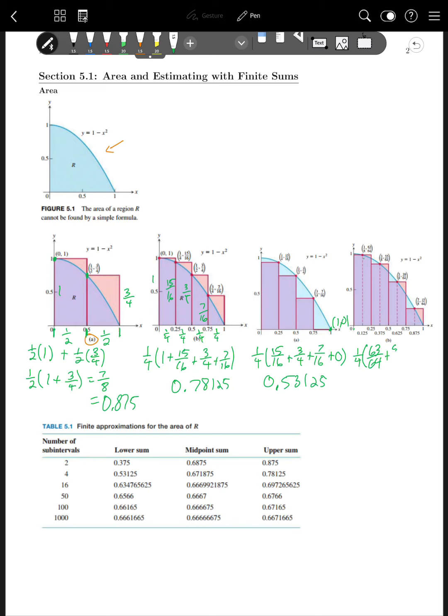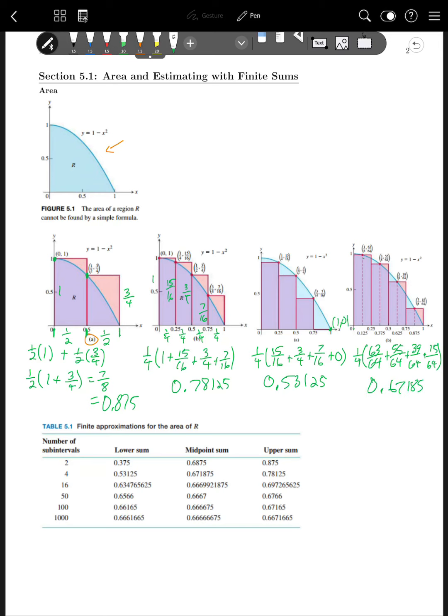And then last but not least, we could do the midpoint idea. So the regions are still 1/4 for a width, but now the height of the rectangle is being taken at the midpoint of the region. So halfway between 0 and 0.25 is 0.125. The height at 0.125 is 63/64.